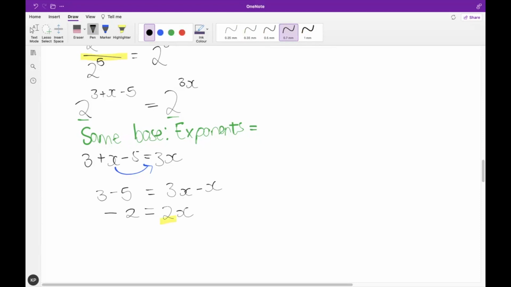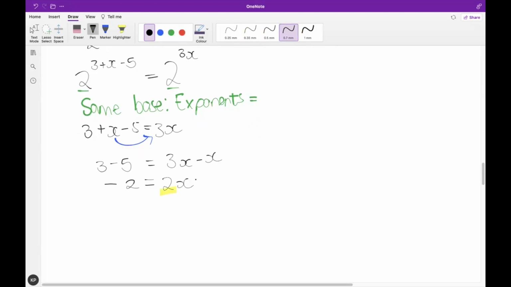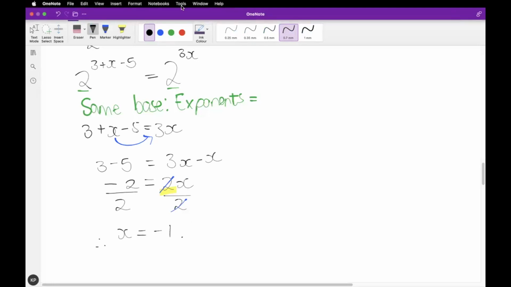I still have a 2 in front of my x. How am I going to get rid of that? Divide. Nice, guys. Divide. These will cancel out. 2 divided by 2 is gone. Therefore, x is equal to, now I have a positive and a negative here. So my answer is going to be what? Nice, so funny, negative 1. Beautiful, guys. Can you see that wasn't that bad? Okay, let's have a final thumbs up, thumbs down.